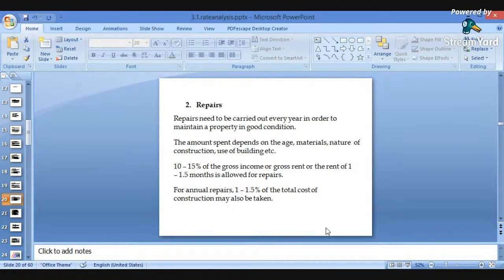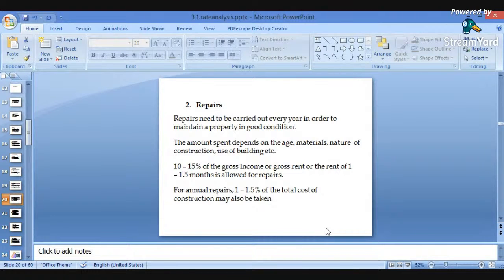What is the nature of construction, whether it is load-bearing structures or framed structures? Also the use of the building: whether it is residential or a public building, and whether it is frequently used by the public or not. Depending upon the use, age, materials and nature of construction, the repair amount is to be decided.